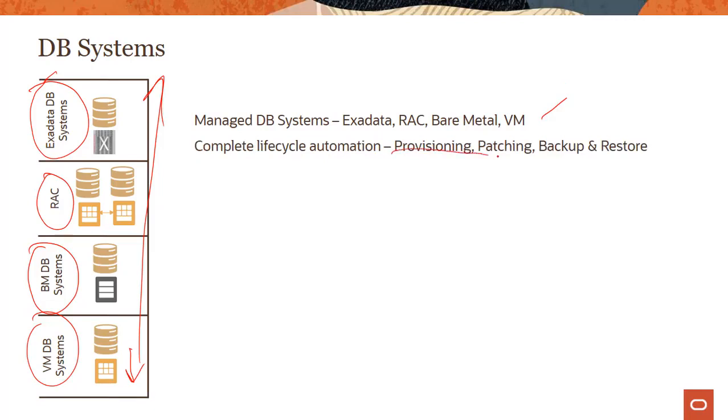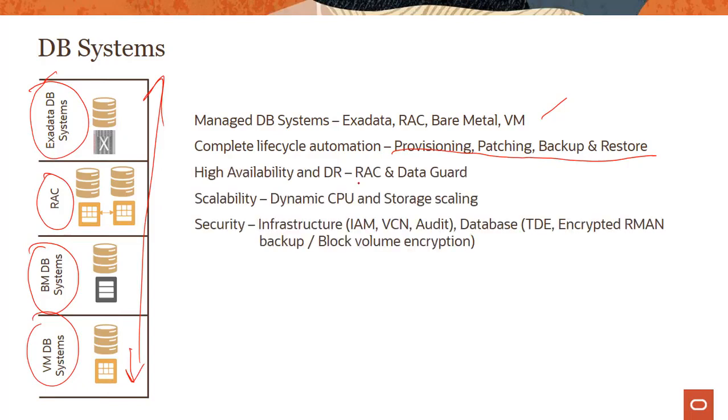We have complete life cycle automation, whether it's provisioning, backup, or patching, all of that is supported. We support things like RAC, which we talked about briefly. Also Data Guard, we'll talk about what that is. We also support dynamic CPU and storage scaling, and we'll look at which option supports what.